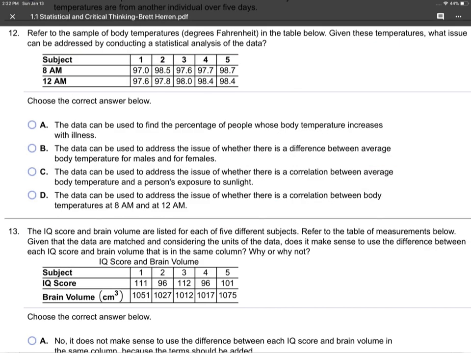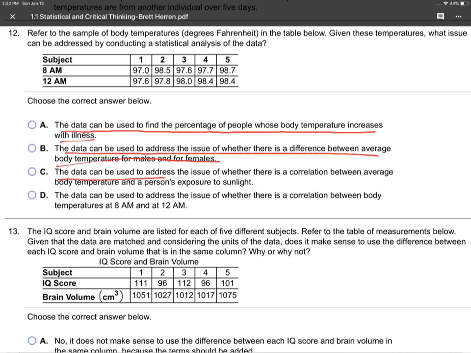So same thing there. Oh, no, actually, it's not the same thing. Refer to the sample body temperatures in the table below. Given these temperatures, what issue can be addressed by conducting a statistical analysis of the data? Let's just read it through. The data can be used to find the percentage of people whose body temperature increases with illness? Doesn't seem like it. The data can be used to address the issue whether there is a difference between average body temperatures for males and females? No, we don't know anything about whether those are males or females.